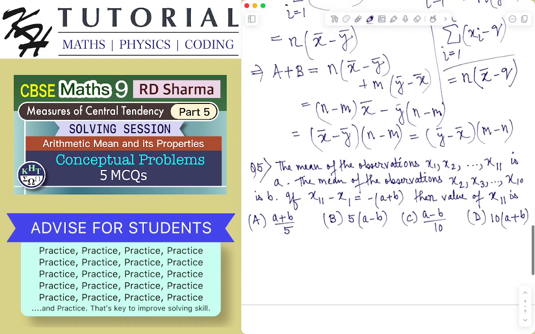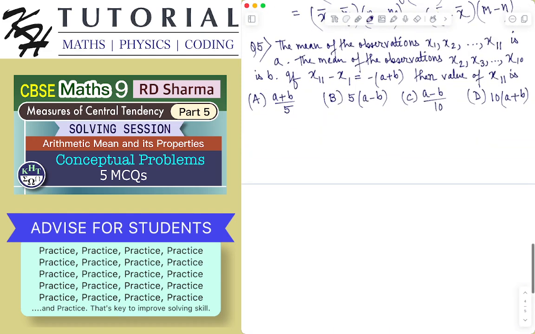Okay, let's see the next problem, the last problem. The mean of the observations x1, x2, up to x11 is A. The mean of the observations x2, x3, up to x10 is B. If x11 minus x1 is equal to negative of A plus B, then value of x11 is, okay, what is given?